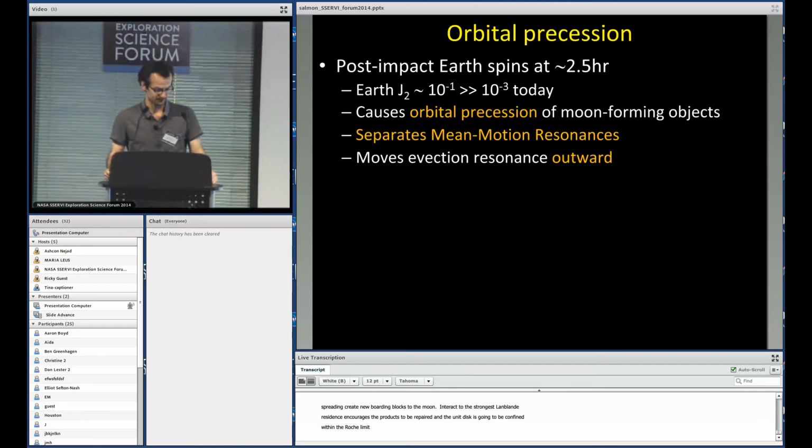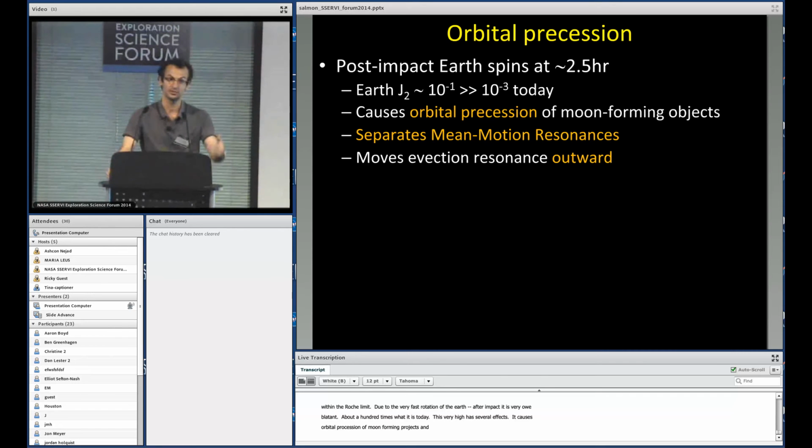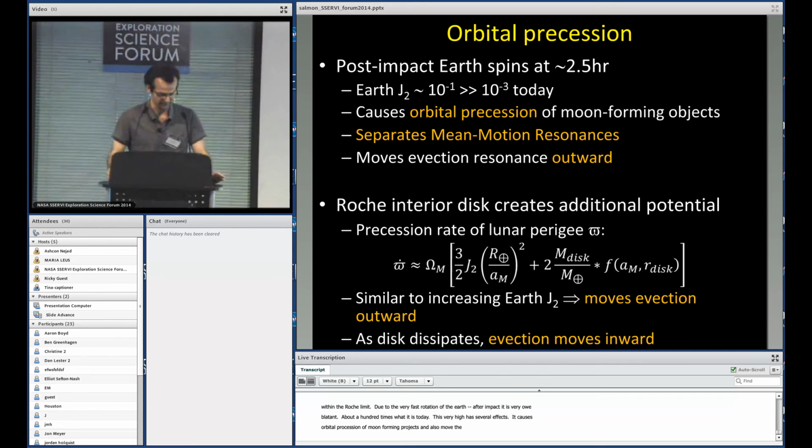Due to the very fast rotation of the Earth after the impact, it's very oblate and thus has a very high J2, about 100 times what it is today. This very high J2 has several effects. It causes orbital precession of moon-forming objects. It also separates mean motion resonances, and it also moves the evection resonance outward.